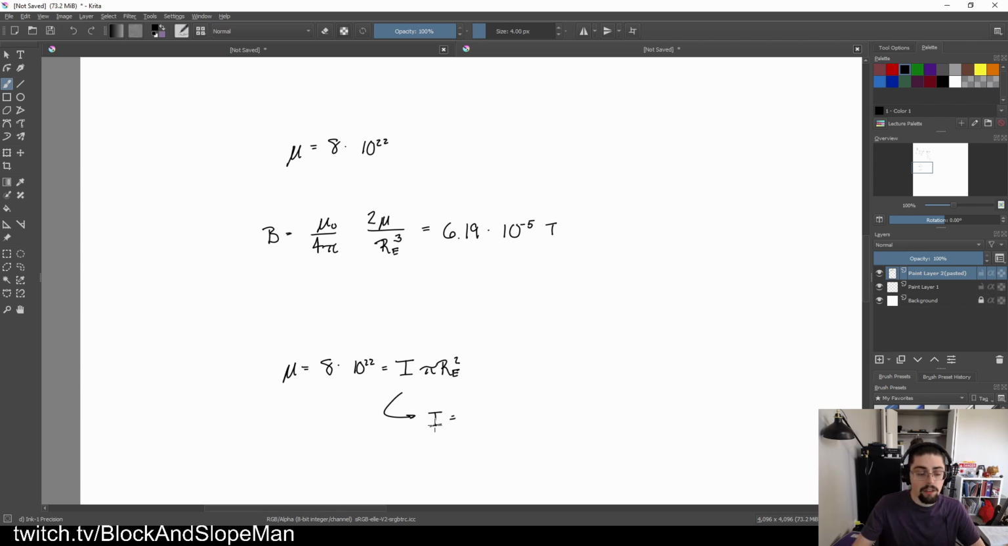And what we find is the current necessary to make this happen would actually be 6.276 times 10 to the 8th amps. Which, if you're looking for our Canvas answer here, is 627.6 mega amps. Which is not a small amount of current by any measure. That's a lot of current.